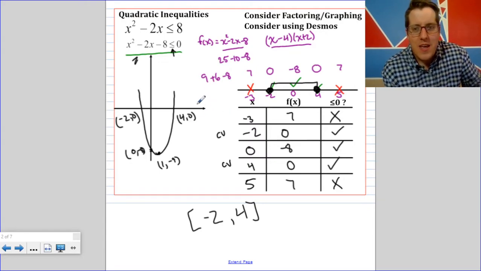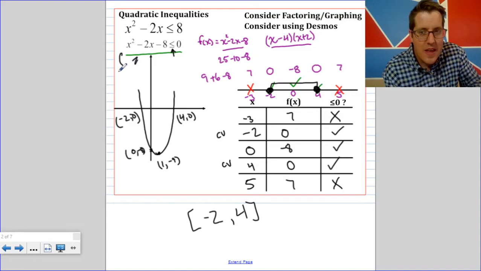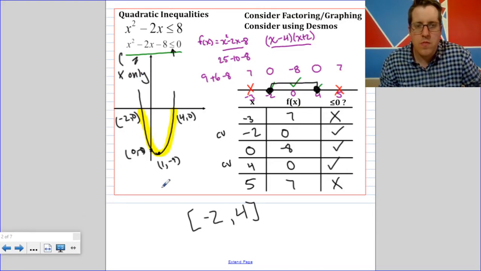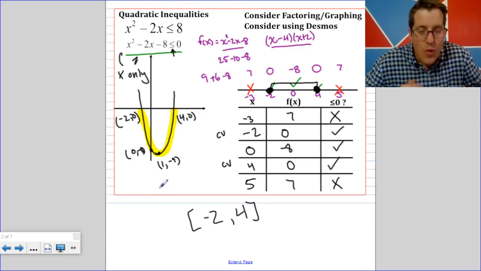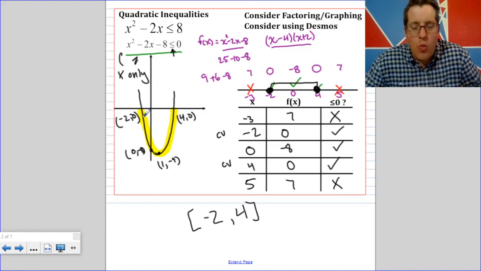So what I'm asking is, where is this graph, which is x squared minus 2x minus 8, where is it less than or equal to 0? Now, because the original inequality only has x's in it, even though I can see in 2 dimensions those are all of the x and y values where the graph is at or below the x-axis, I only care about the 1-dimensional answer of what are all of these x values.